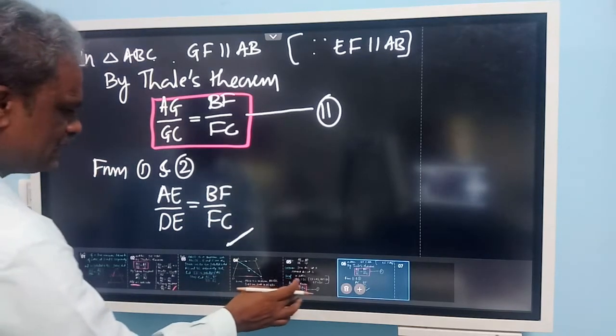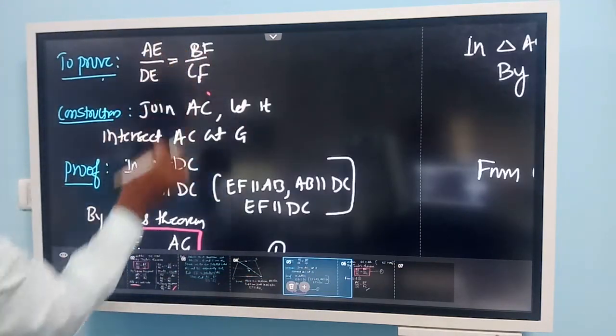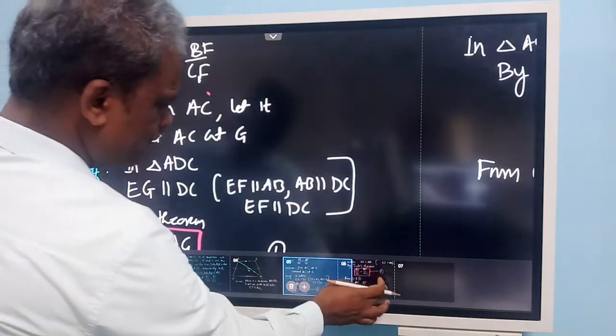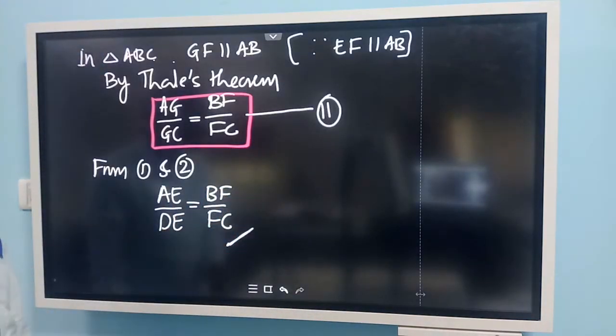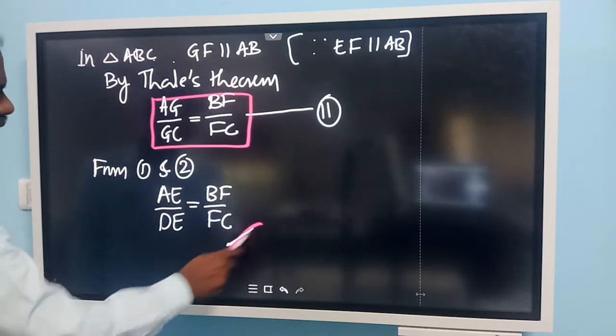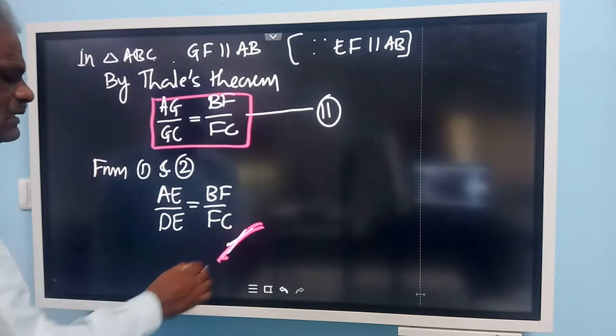So now look at this. To prove AE by DE is equal to BF by CF. So AE by DE is equal to BF by CF or FC, both are same. So hence the proof. It's a very important question from the examination point of view. So very simple also.